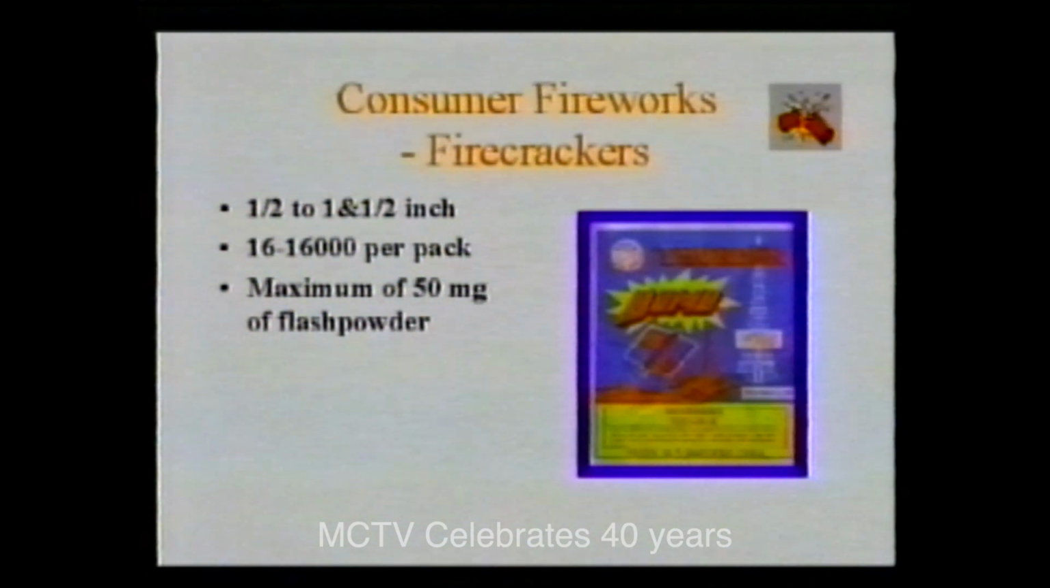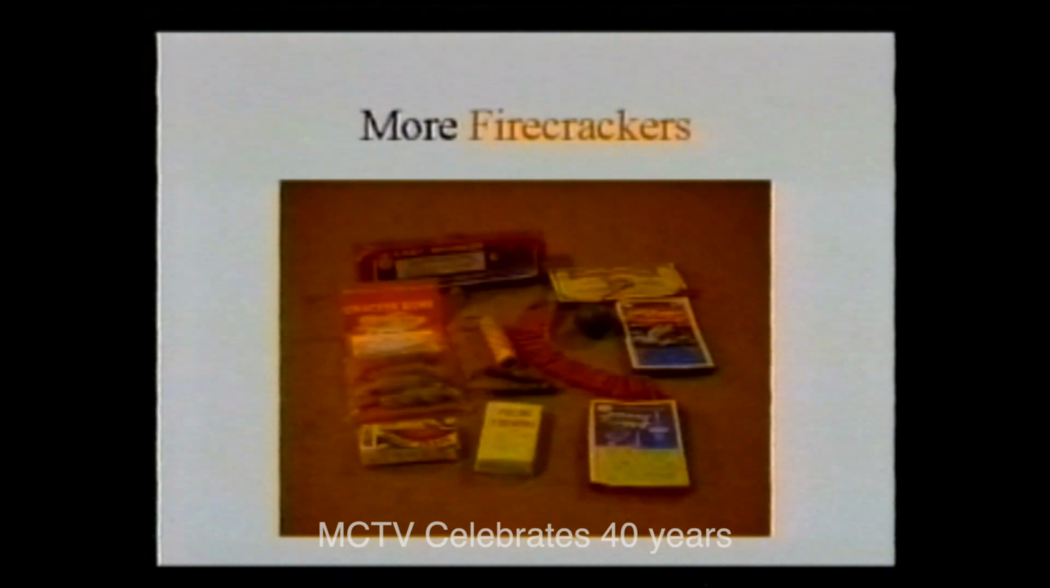The other very common type of firework are firecrackers, although these are illegal in Michigan. They range from 1/2 to 1.5 inches in length, anywhere from 16 to 16,000 per pack, but regardless of the size of the firecracker, they can contain no more than 50 milligrams of flash powder per cracker. This is a federal requirement since the late 1960s. Any other type of firecracker is illegal around the country, and as I mentioned, although there are wide varieties of firecrackers, none of them are legal in Michigan.